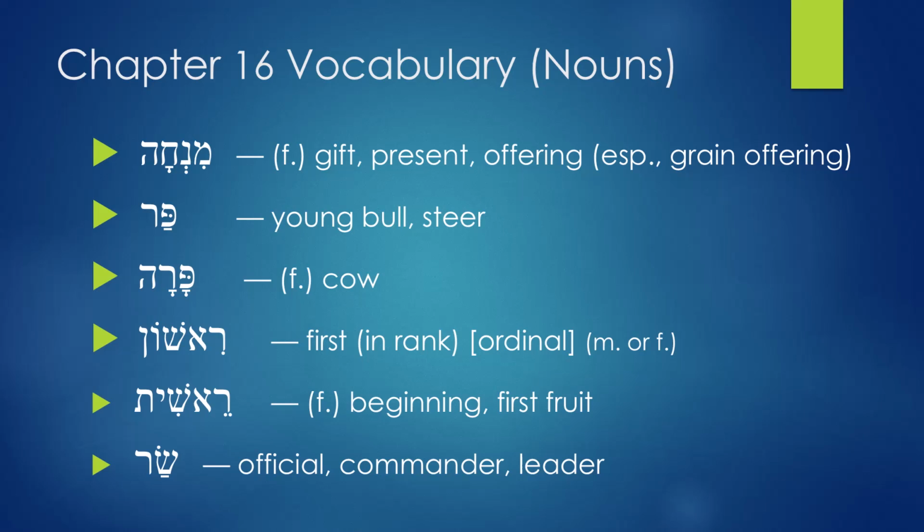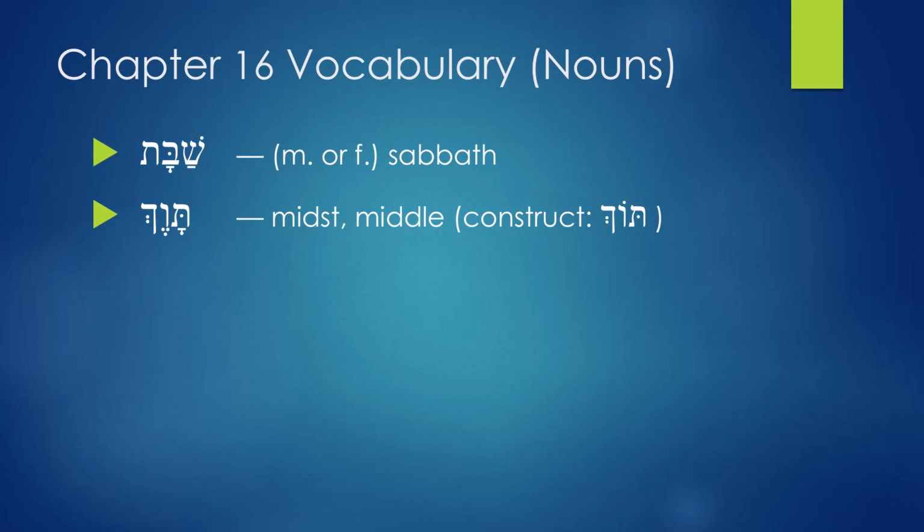Next you have the word sa'ar. Sa'ar means official, a commander, a leader. Still on the nouns, next you have the word Shabbat. Shabbat means Sabbath. And you hear people say Shabbat Shalom. That is happy Sabbath, peaceful Sabbath.